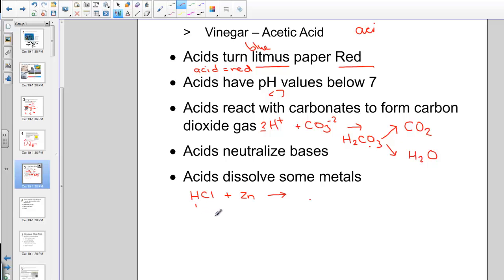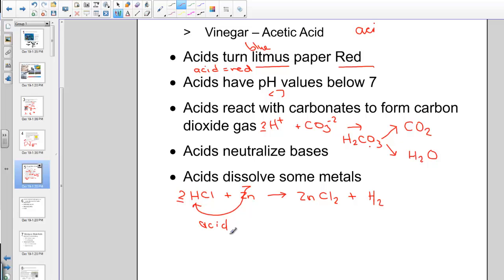We called this type of reaction a single displacement. So what happens is this element zinc is more active on our activity series, and it steals away the partner, forming the new compound zinc chloride and generating hydrogen gas, H2, the molecular form of hydrogen. And of course we would need to balance that equation. So here is where we have our overall general formula.